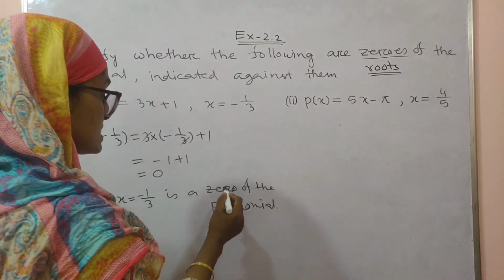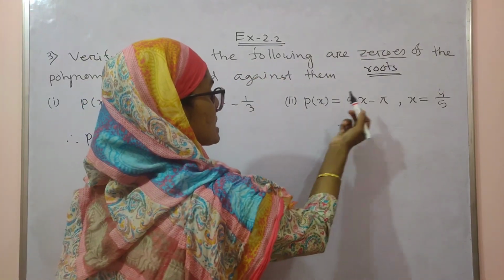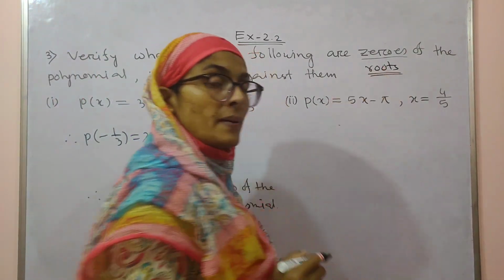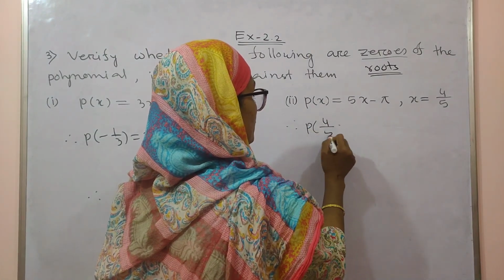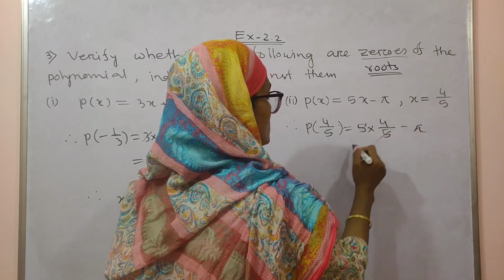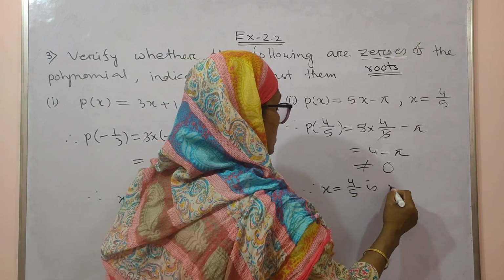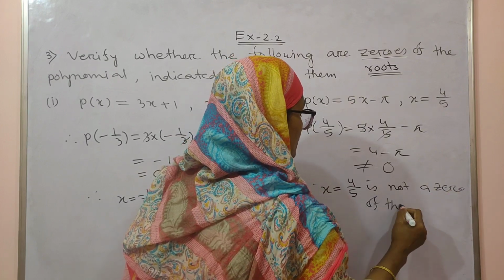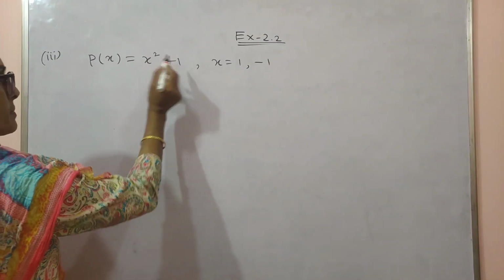Remember this one, this 0 and this one not same. 0 means here root. Number 2, p of x equal to 5x minus pi, and you have to put the value x equal to 4 by 5. So put x equal to 4 by 5, 5 into 4 by 5 minus pi. Cancel this one. So x equal to 4 by 5 is not a 0 of the polynomial. Here 0 means root.